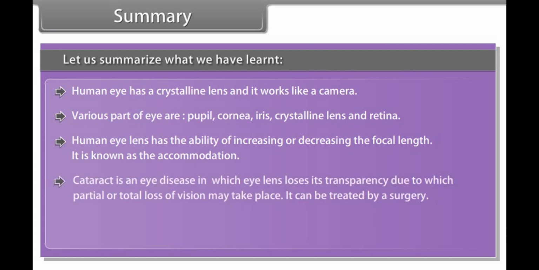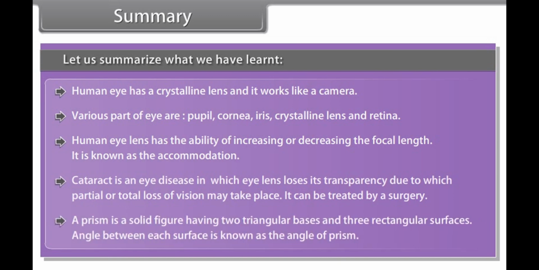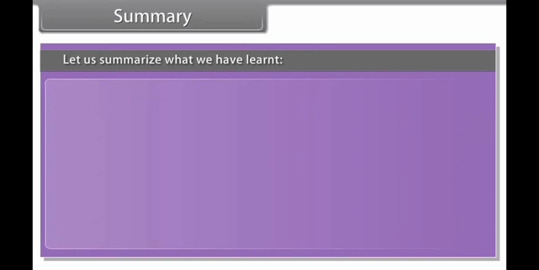Cataract is an eye disease in which the eye lens loses its transparency, due to which partial or total loss of vision may take place. It can be treated by surgery. A prism is a solid figure having two triangular bases and three rectangular surfaces. The angle between each surface is known as the angle of prism.